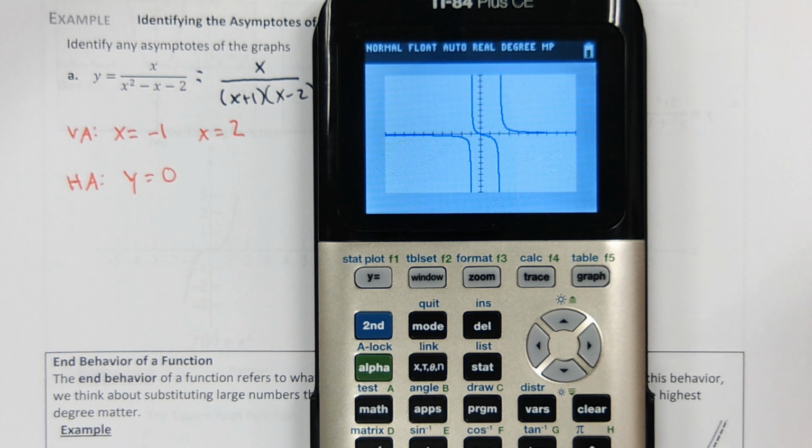Once again, I know I covered this the other day, but I'm just repeating it. It's not an issue that this graph crossed over its horizontal asymptote. That's not a problem. Happens all the time. Not every time, but it happens a lot.